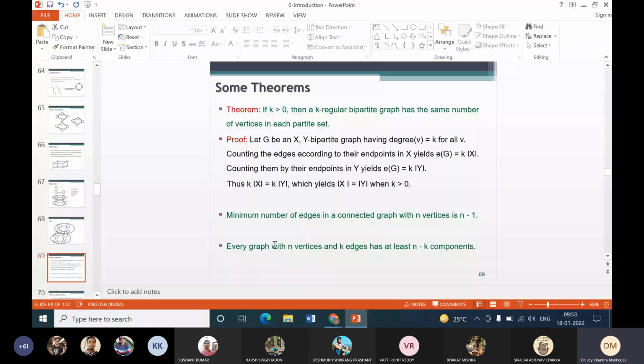So these are more straightforward. The minimum number of edges in a connected graph with n vertices is n minus 1. That we already know, and this happens in a tree. This kind of connected graph is nothing but a tree. Similarly, every graph with n vertices and k edges has at least n minus k components. These two things are actually known facts. You can prove them also, but the proof is very simple, so if you want to try it out, you can try it on your own.